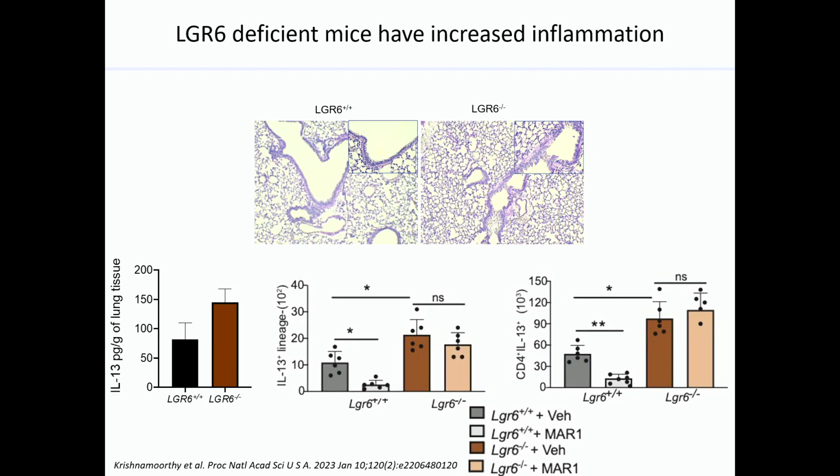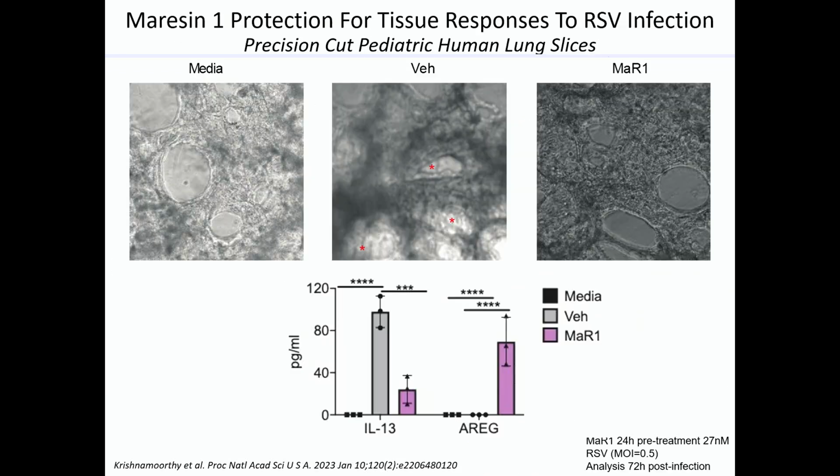Here's ILC2s and TH2s in brown relative to gray. This is the wild type, the knockout, increased and increased just on its own. Here you see that the wild type has the Maresin-1 responsiveness in both ILC2s and in TH2s, but you lose that Maresin responsiveness in the knockout animals.